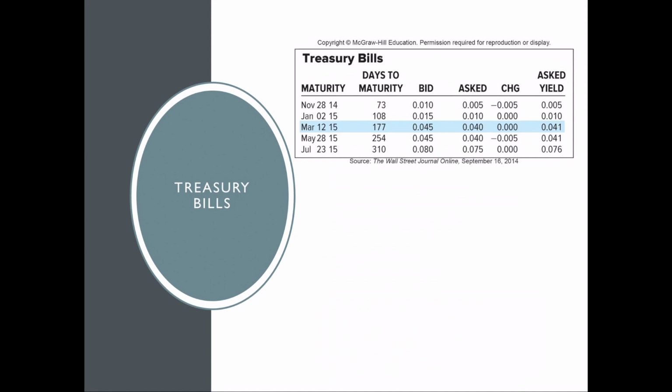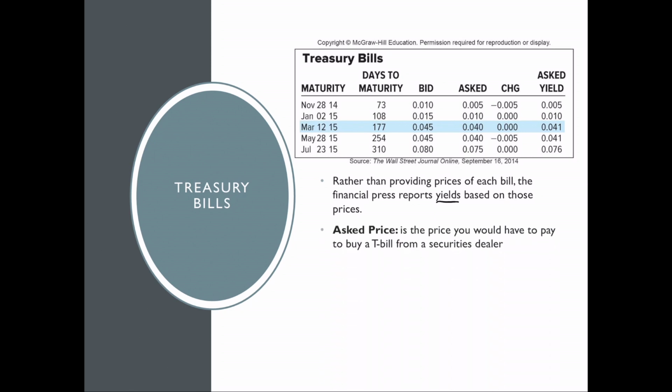Now with T-bills, this is how you might see a T-bill quotation if you're looking in the Wall Street Journal, for example. So rather than providing prices of each bill, the financial press will report yields based on these prices. They're reporting the yields instead of the actual prices. So the first one that we're going to direct your attention to is the asked price.